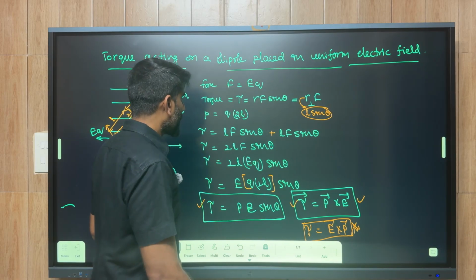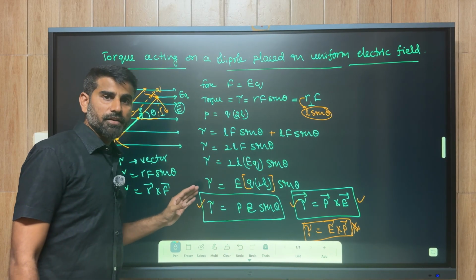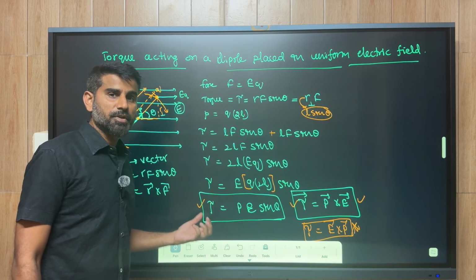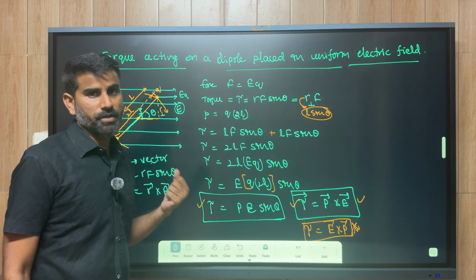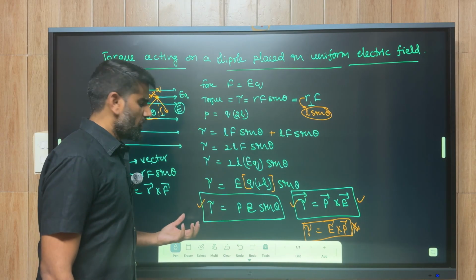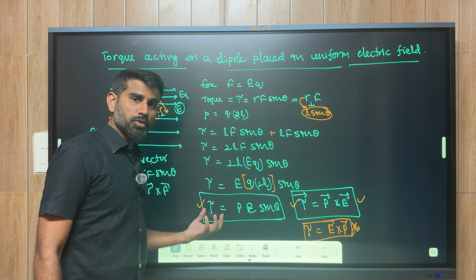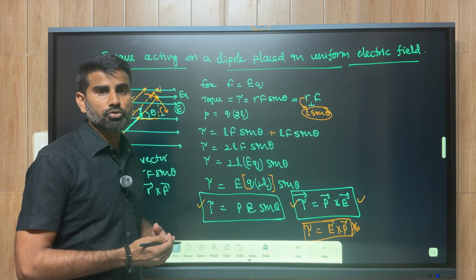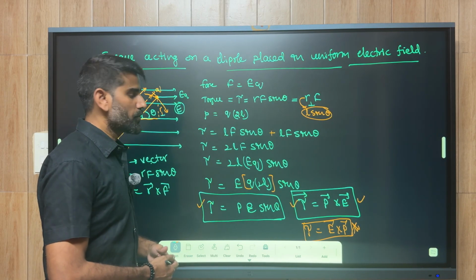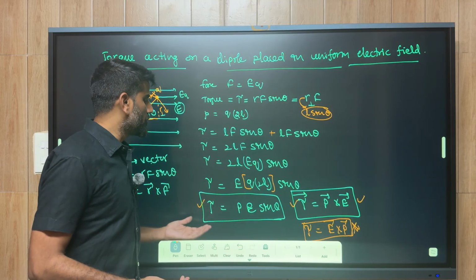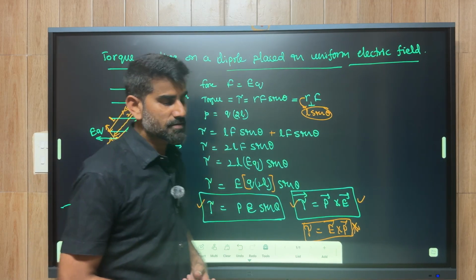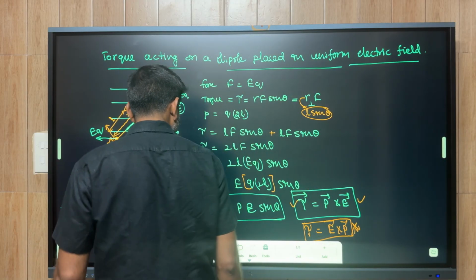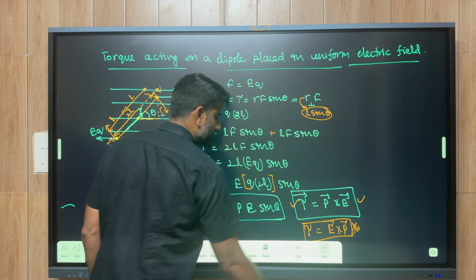Okay, right. So this is how we derive the torque acting on an electric dipole which is placed in uniform electric field. I'm going to analyze this equation even further. We are going to derive two or three more equations for better understanding. How do we use this equation? What kind of questions will they ask in the competitive exams? Now let's move ahead.